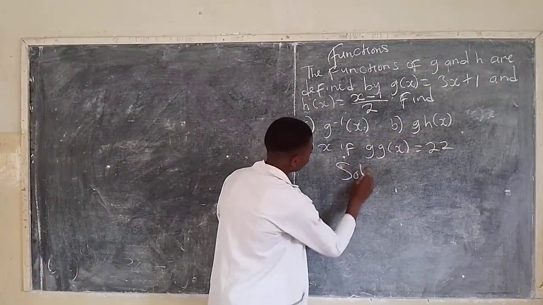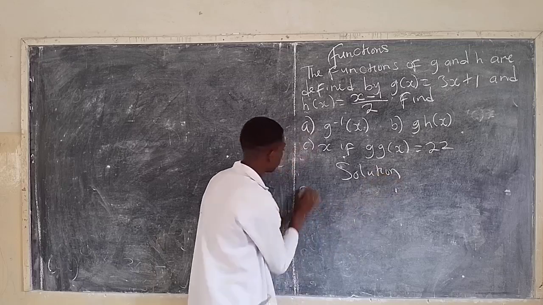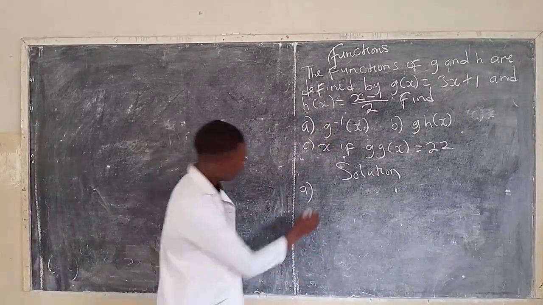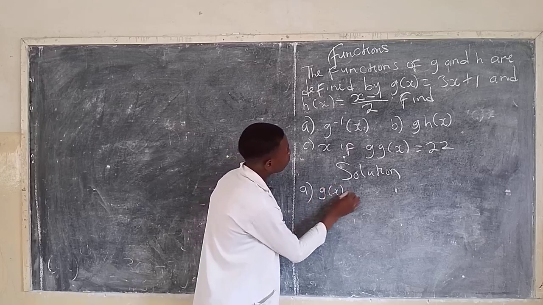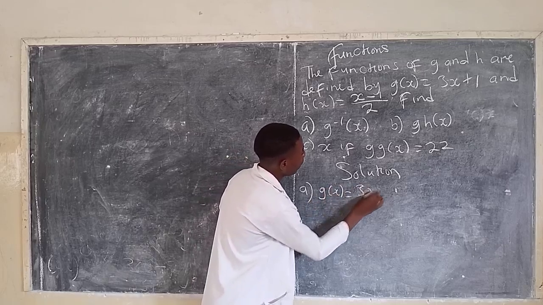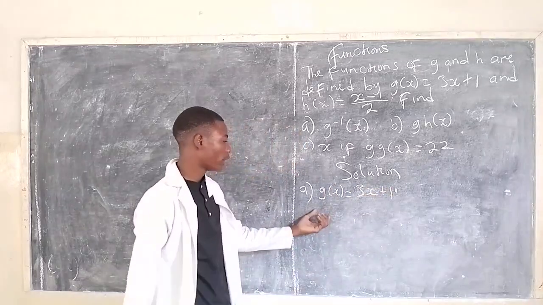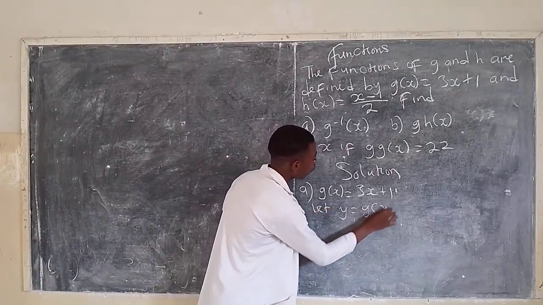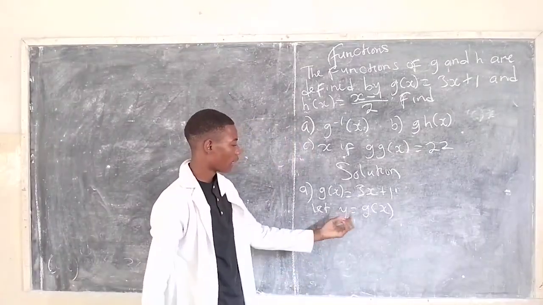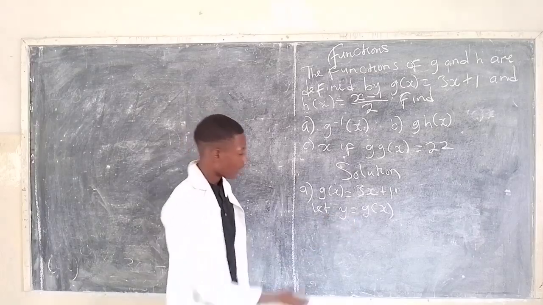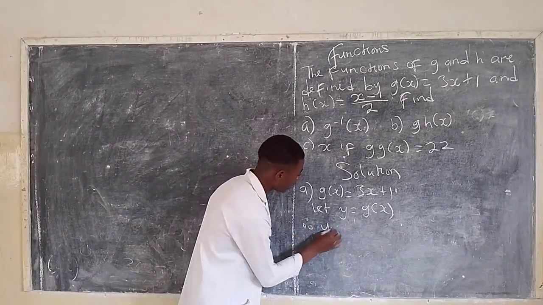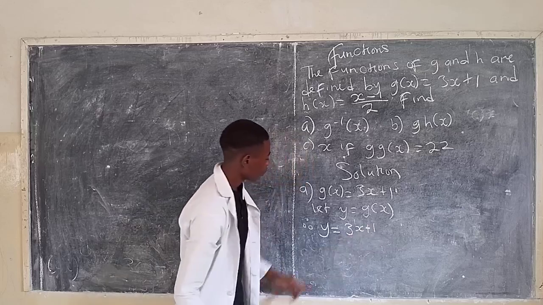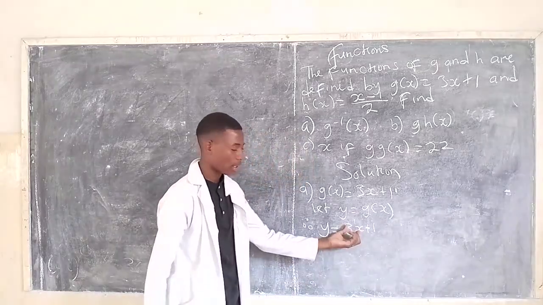So we have the solution. We are finding the first one, which requires us to find the inverse of g. First we write g of x equals 3x plus 1. Then we let y be equal to g of x. Where there is g of x, we put y. Therefore, our equation becomes y equals 3x plus 1. Then we are going to make x the subject of the formula.